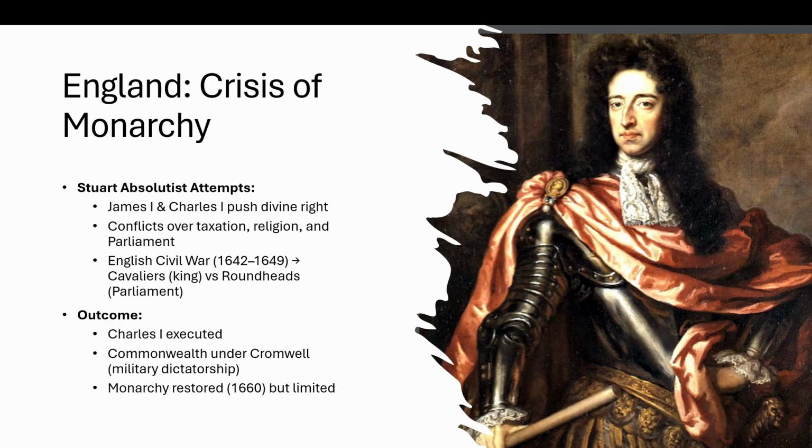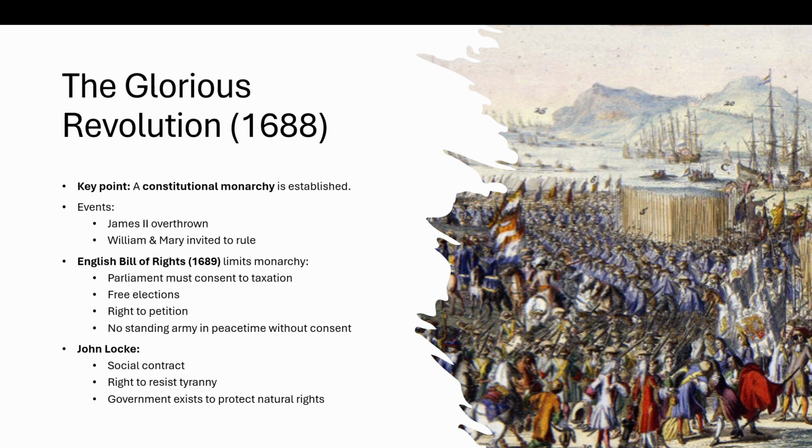And this all culminates in the English Civil War, at the end of which, spoiler alert, Charles I is executed, and England briefly becomes a military dictatorship under Cromwell. The monarchy is restored in 1660, but with clear limits, which will lead to the Glorious Revolution. The Glorious Revolution permanently establishes a constitutional monarchy.